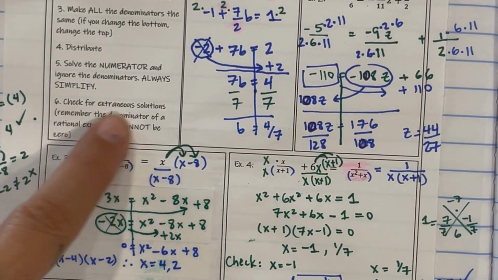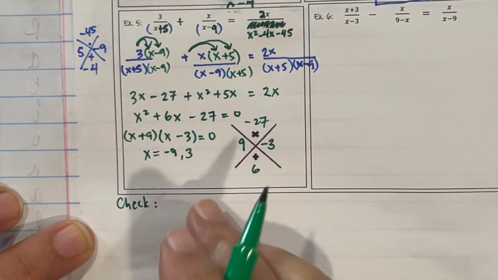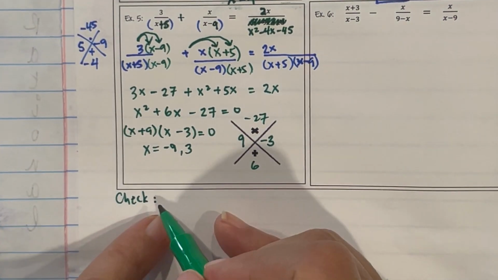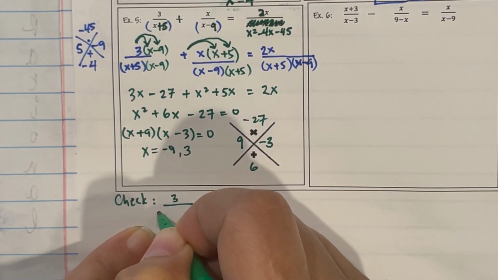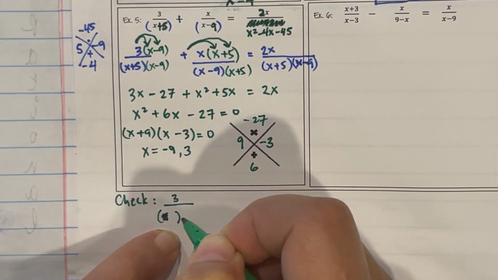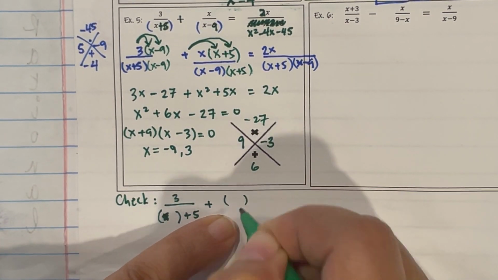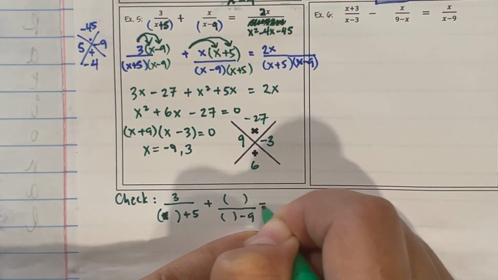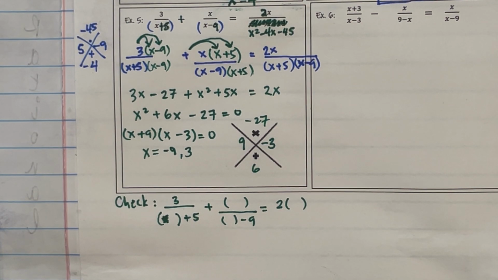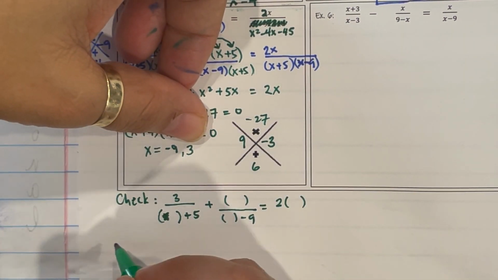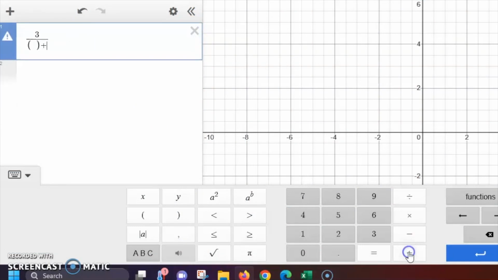All right, so always check for extraneous solutions. All you got to do is plug it in. So you can just use a calculator. Anywhere you see x in the original equation, you're going to put parentheses. So in fact, let me write this out. 3 over, I see x, so parentheses, blank. And then plus 5 plus parentheses over parentheses minus 9 equals 2 parentheses over parentheses squared minus 4 parentheses minus 45. Go ahead and write that in because I forgot to write it on mine.